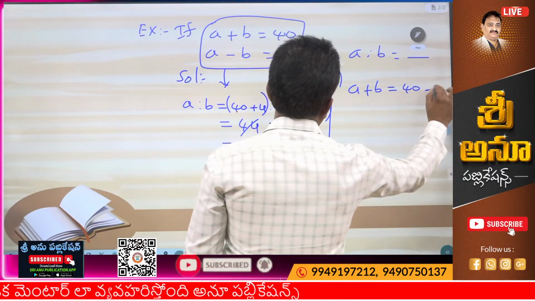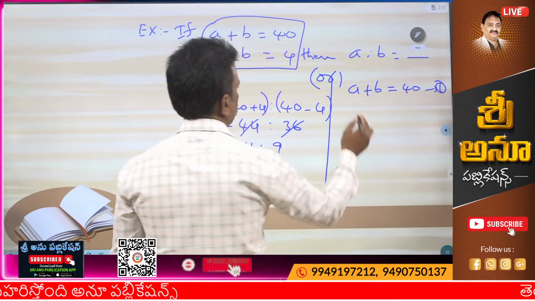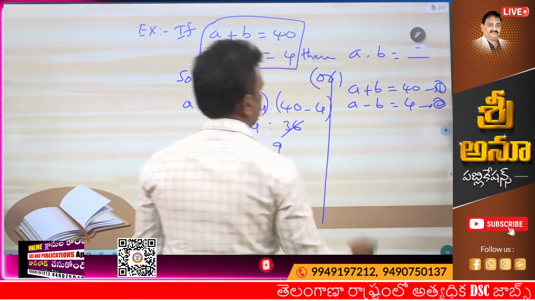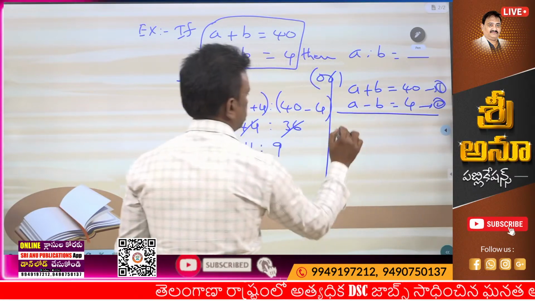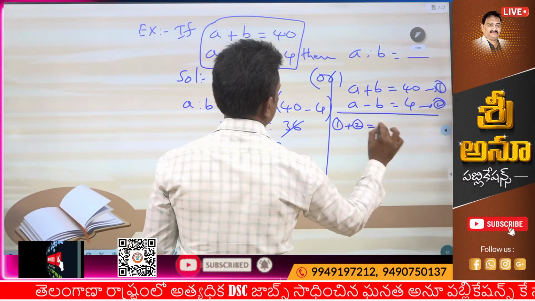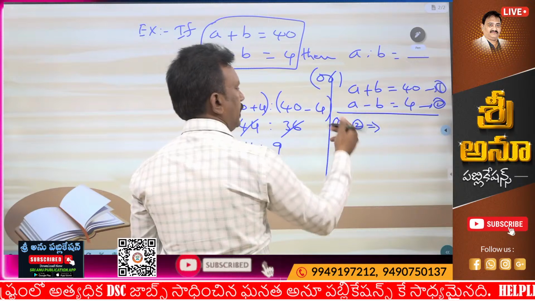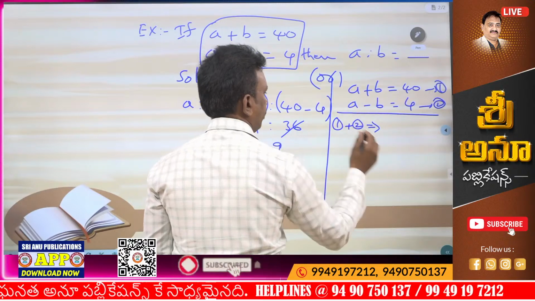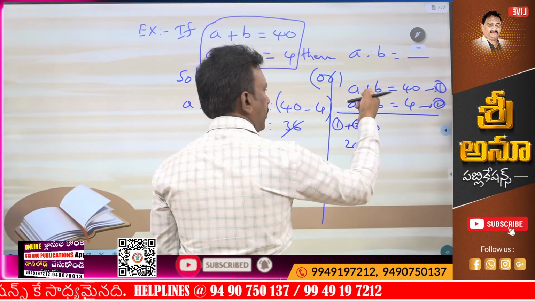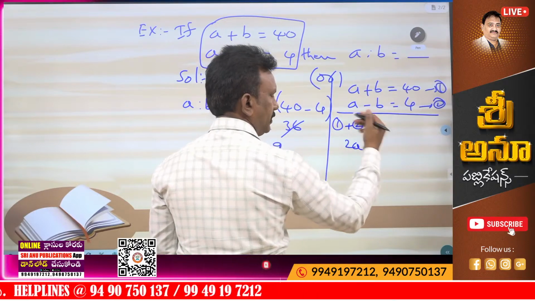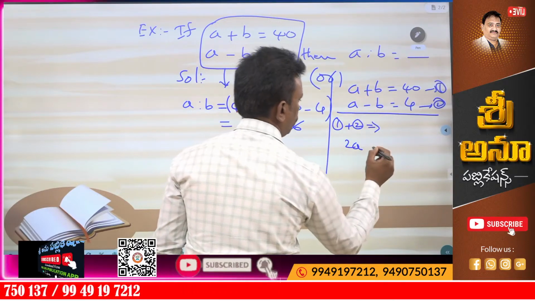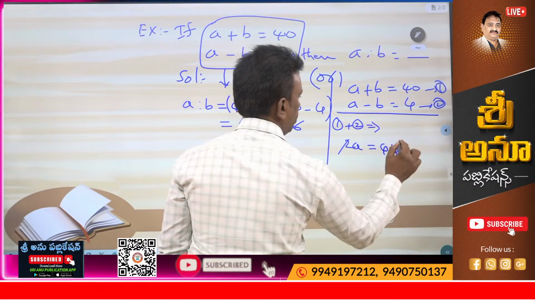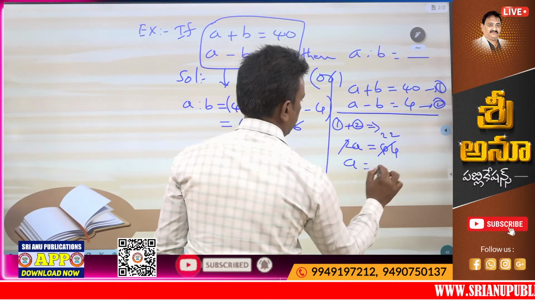So the first equation: a plus b equals 40. The next equation: a minus b is equal to 4. Just add the equations. In case of plus, we are following direct addition. A plus a is 2a. Plus b and minus b will cancel. So the left side is only 2a. 2a equals 40 plus 4, that is 44. 2 table divides 22 times. So a equals 22.